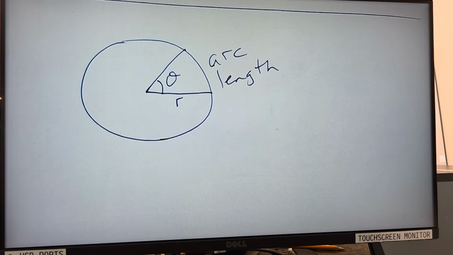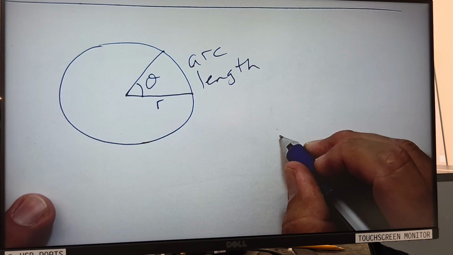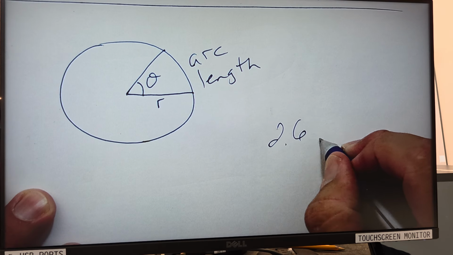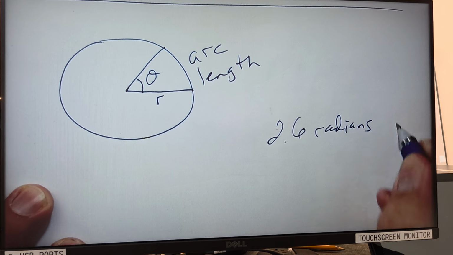Remind me what radians means. What would it mean if I said 2.6 radians? What does that actually mean?